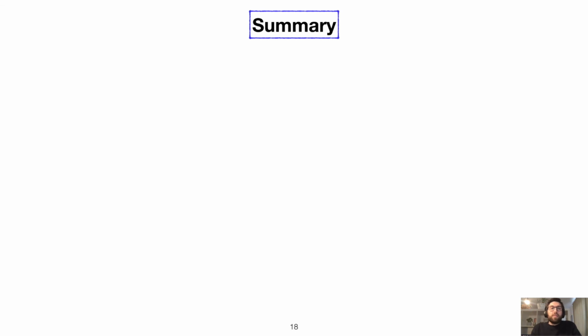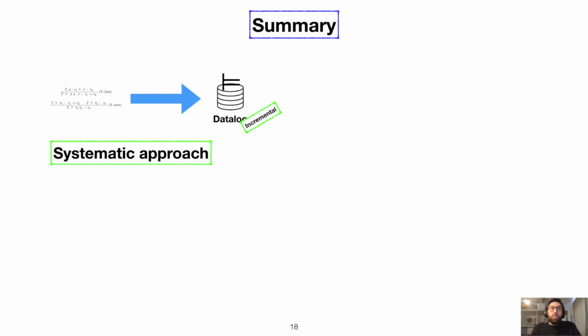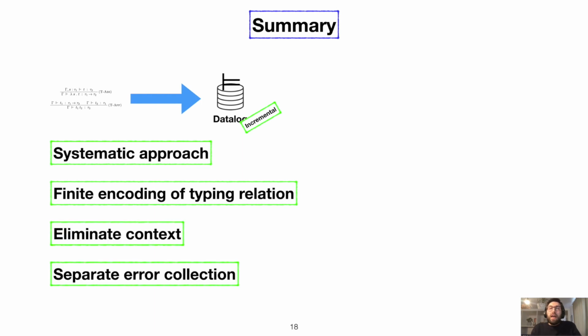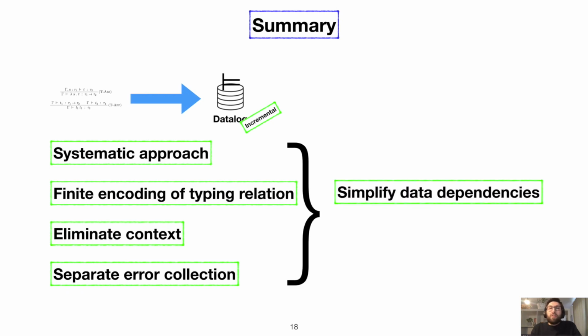To summarize, we present an approach of deriving incremental type checkers by translating to Datalog. Our approach is systematic. To use Datalog as a target, we had to find a way of finitely encoding the typing relation. And to achieve better performance, we eliminated the context and we derived a separate error collection relation. All of these transformations simplify the data dependencies of type systems, and these are independent of Datalog.